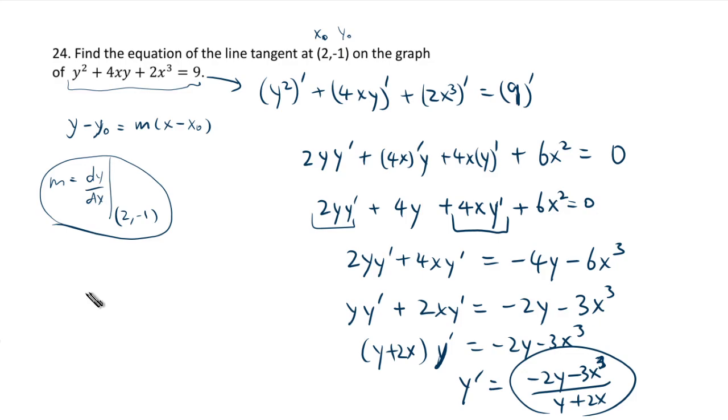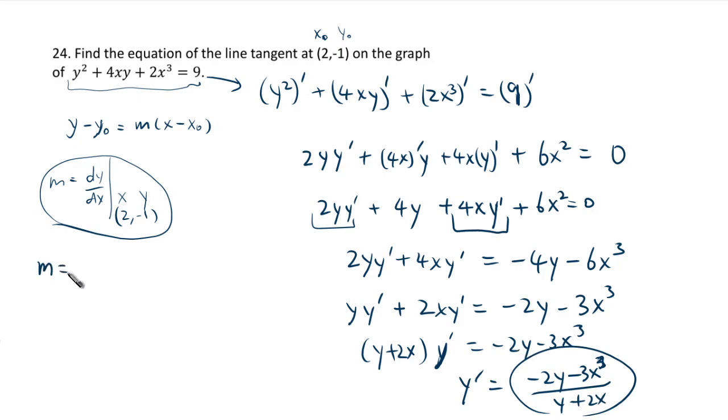That's our dy dx. Now, I've said derivative is the tangent line slope so many times that many people think that this is the slope of the tangent line, but it's not. It becomes the slope of the tangent line only if you evaluate it at the given point. So here's 2 comma negative 1, and this means x is 2 and y is negative 1. You have to plug in those values into here in order to get the slope.